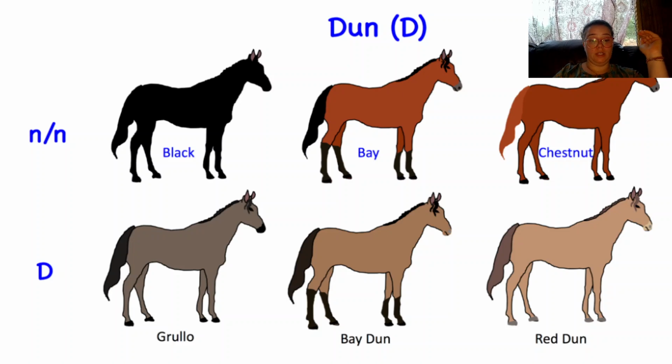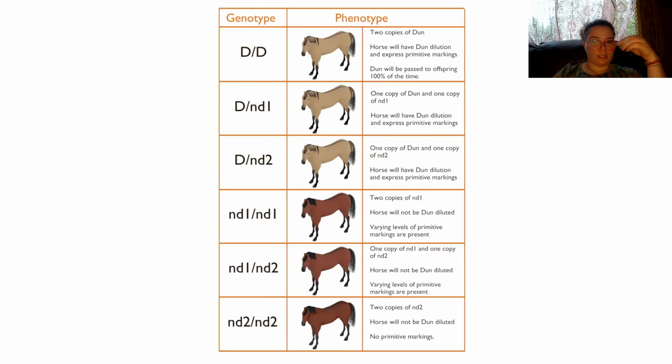If you do have the dun gene and you're black, you will be a grulla. If you're bay and you have the dun gene, you're a bay dun. If you're a chestnut and you have the dun gene, you will be a red dun, which is interesting. And then we also talk about, do you have 2 copies of the dun gene? And it looks like there are 3 variations of the dun gene.